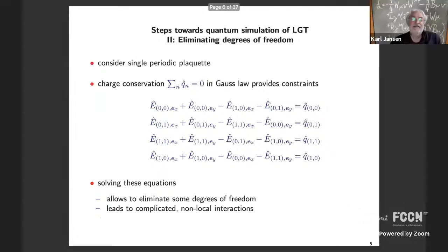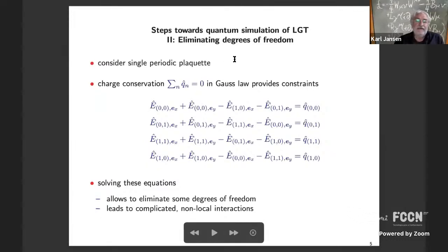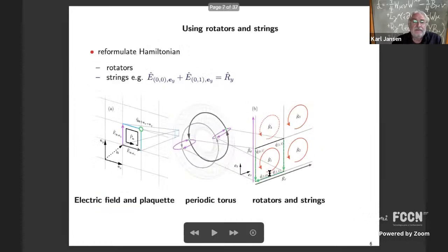Okay, then let's continue. So I told you that we have the Gauss law, and Gauss law here is something very nice. Namely, Gauss law tells you that you have a set of equations that are constrained. You see that certain E-field operators, for example this one, appear twice in these equations. So you can actually solve these equations, and this allows you to eliminate some degrees of freedom, some operators that you have. However, when you do this, you can imagine that you get complicated and non-local interactions, right?